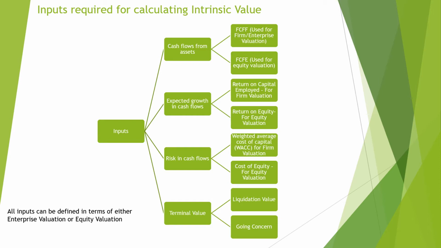First, we'll be talking about what cash flows we expect from the assets, or what cash flows we expect from the company. The second point would be how we foresee the growth in these cash flows. Do we foresee any growth in the cash flows? How do we arrive at that growth number? So that would be the second input. Third is what is the risk in those cash flows.